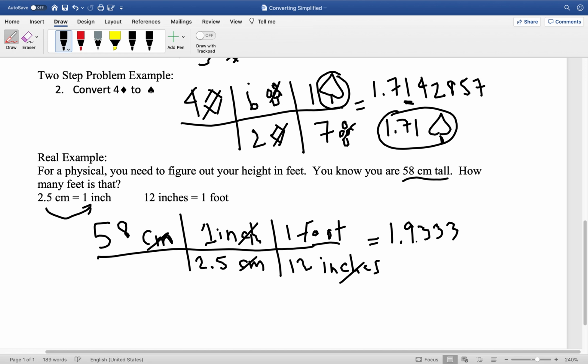1.9333, repeating. Okay? Again, for all intents and purposes for now, because we're crisis teaching, round to 2 past the decimal, so I need to round to that 3. Look to the right, that's a 3, so this is going to stay a 3, and my answer is going to be 1.93 feet. Okay? Now, that's pretty short. So obviously someone's not going to be that tall unless you are a toddler. Or actually not even a toddler, a baby. So that's how you do it.